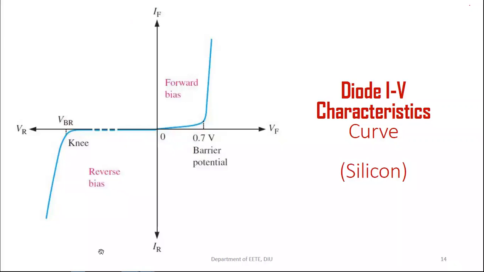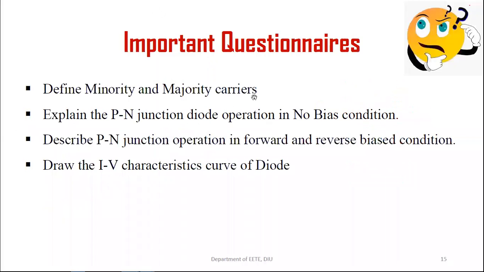But from these VI characteristics curves, or IV characteristics curve, we can see the forward bias condition, the no bias condition at zero, and the reverse bias condition. So that was the thing. These are the questions. Thank you for today's class. If you have questions, you can ask. But I think that the explanation was quite enough. But still, if you have questions, you can ask, no problem.